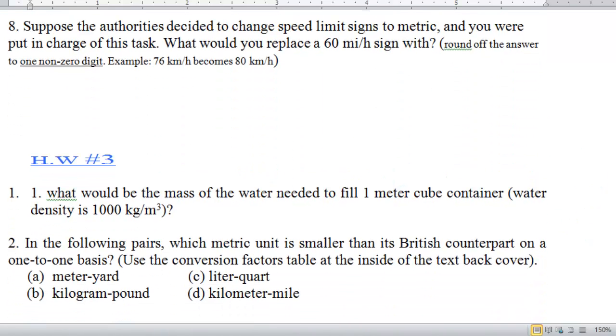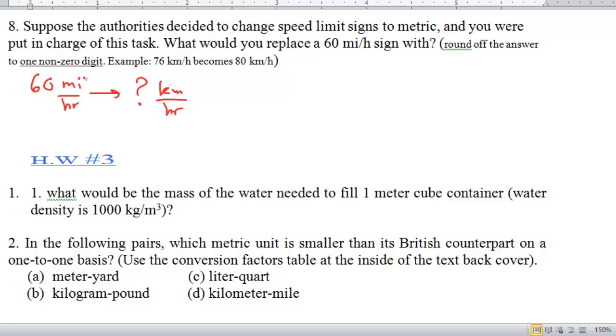Okay, question number 8. Assume that the authority has finally reached a decision to change all the British system units into metric units. And suppose your task as a physical science expert is to convert 60 miles per hour sign into kilometer per hour sign. How can you do this conversion? So again, the problem here is to convert 60, and this is mile per hour, to kilometer per hour. And notice here you're asked to find it with 1 and 0 digit.